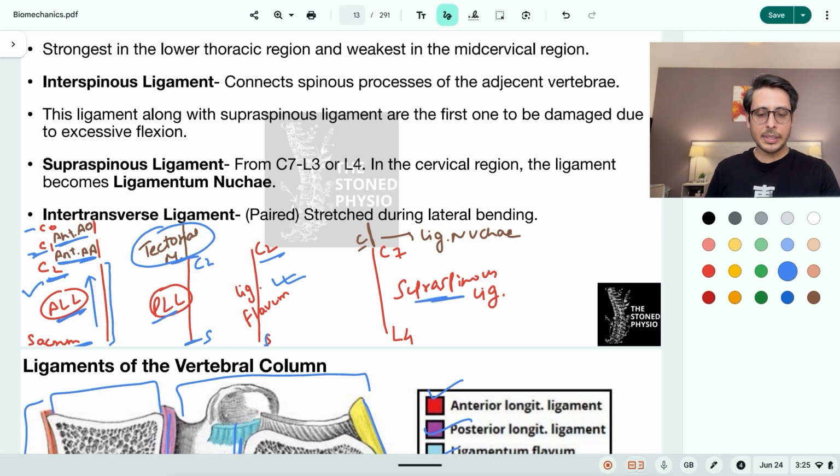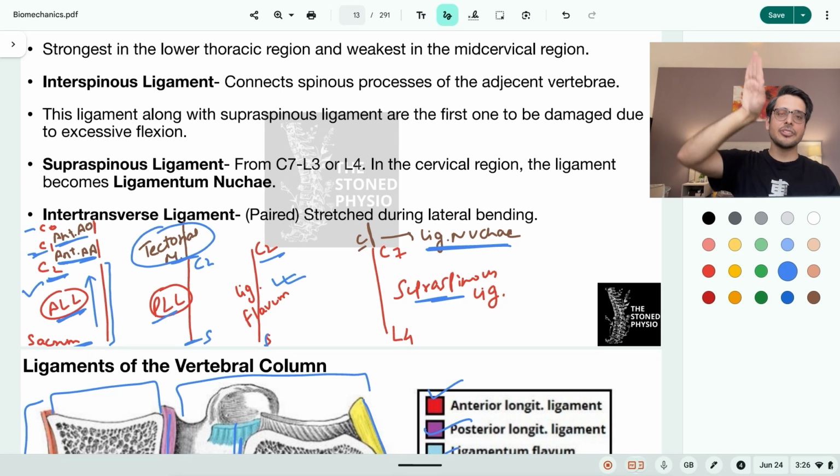And we have the supraspinous ligament, which runs just touching the tips of the spinous processes, and which runs between C7 and L4. So the supraspinous ligament doesn't go below the L4 region, and it doesn't cover the cervical part as well. Over the cervical region, over C7, it's called the ligamentum nuchae. So the ligamentum nuchae covers the cervical part as the extension of the supraspinous ligament, but below C7 until L4, it's the supraspinous ligament.